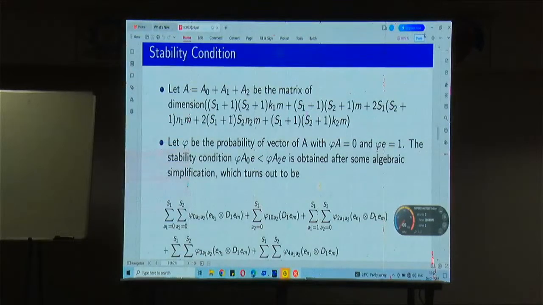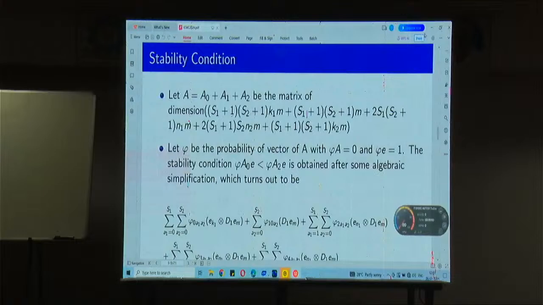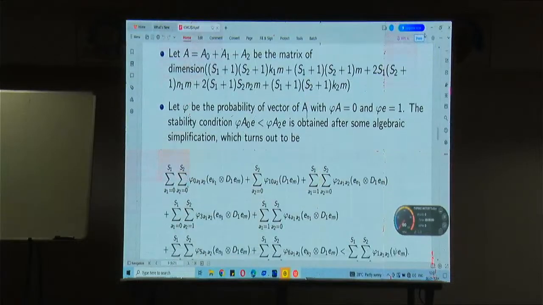Stability condition of the model: A equals A0 plus A1 plus A2, and phi is the probability vector of A satisfying phi A equals 0 and phi e equals 1. The stability condition of the model is phi A0 e is less than phi A2 e, that is, the arrival rate is less than the service rate. The stability of the model is given by this.